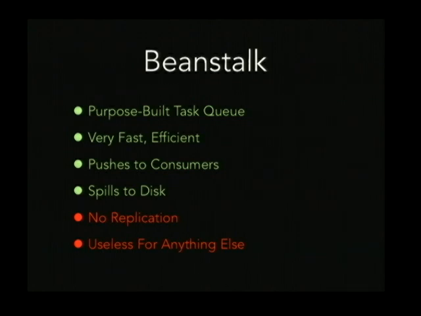We also looked at Beanstalk, which is a purpose-built task queue. It's really cool. It uses a similar variant to the Memcache protocol. It's written in C. It's very fast and efficient. It pushes to consumer, so it's hitting some of these right buttons. It spills to disk, but completely no replication support at all. We tried dreaming up these horrific, Rube Goldberg machine replication ideas, and that was just not going to work.